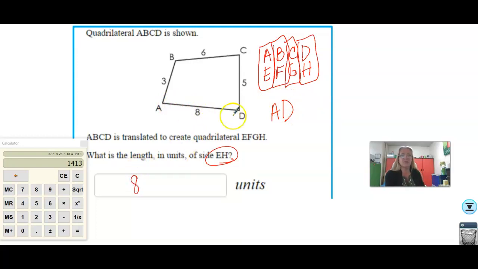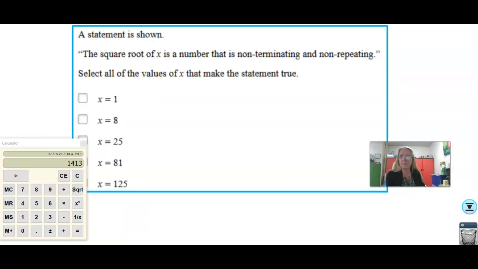And that's how you do it. Just make sure you line them up. They have to put them in the exact same order. And so that's how you can figure out what side this is that you're looking for on that one.